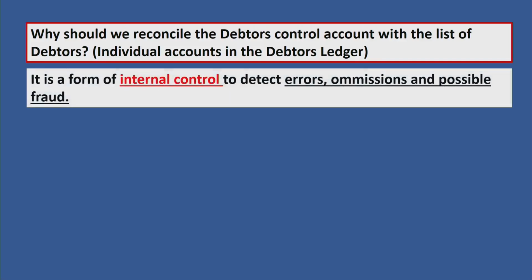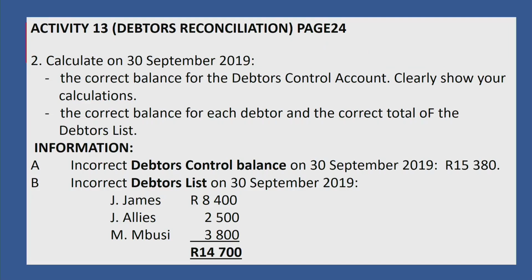It is a form of internal control to detect errors, omissions, possible fraud. And this is what I want you to look at. It is on your information sheet, activity 13, debtors recon. It's page 24. And it says instruction number 2, calculate the correct balances. Now, there we look. What do you see? The debtors control is 15380, and the debtors list, I just have 3 debtors, James, Alice, and Mabusi.